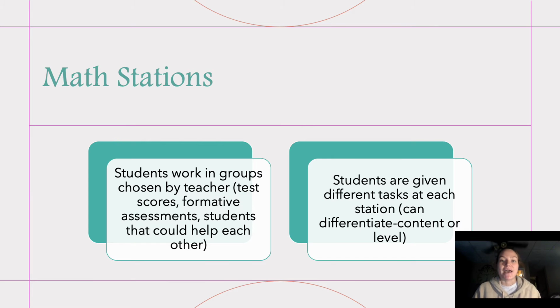Then I'm going to talk about math stations. So math stations are pretty straightforward. The students are going to work in groups that are chosen by the teacher. The groups can be chosen by standardized test scores, maybe just formative assessments, or students that the teacher knows can help each other, maybe stronger students with lower level students about the same concept, something like that.